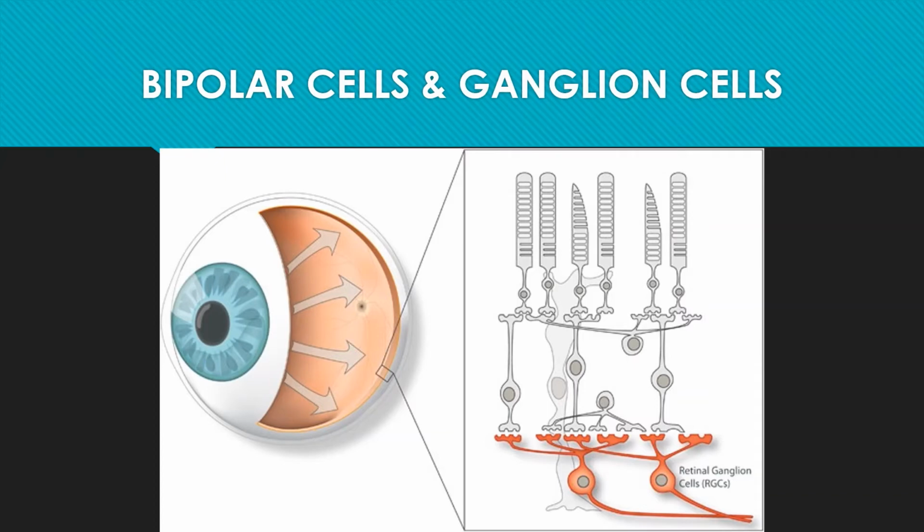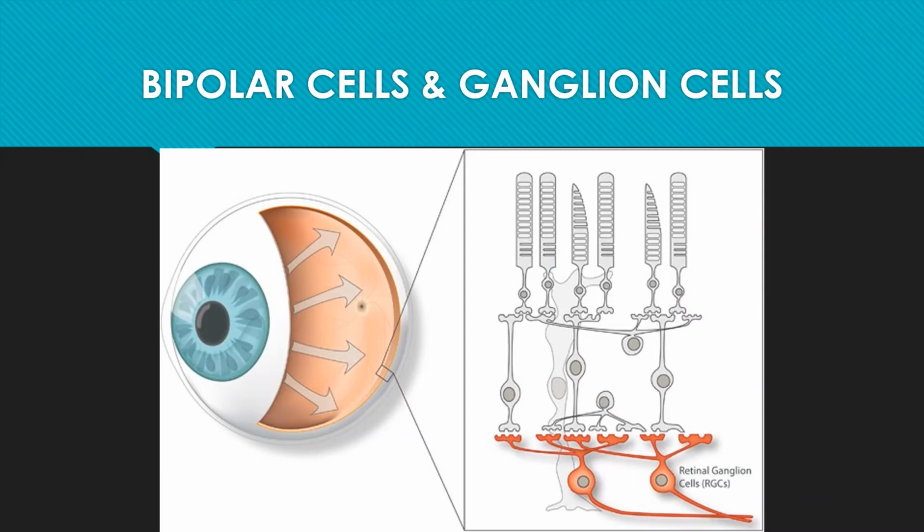Bipolar cells are named as they have 2 poles. They have a single cell body and an axon branching off in either direction. One leads to layer number 1, the photoreceptors, and the second axon leads to layer number 3, the ganglion cells. Ganglion cells are responsible for collecting all of the information and sending it off to the brain via the optic nerve.